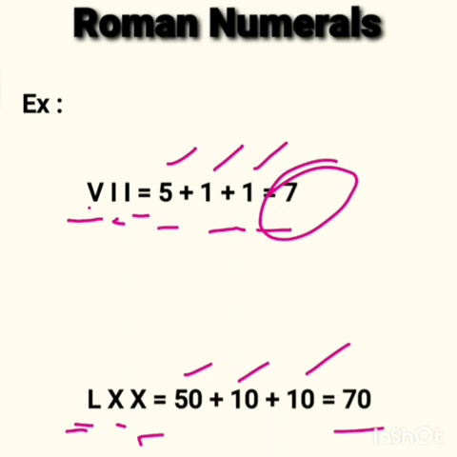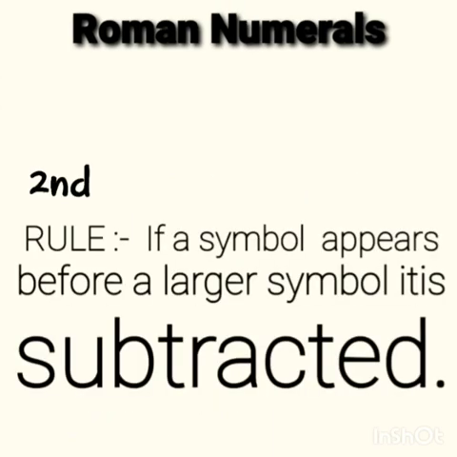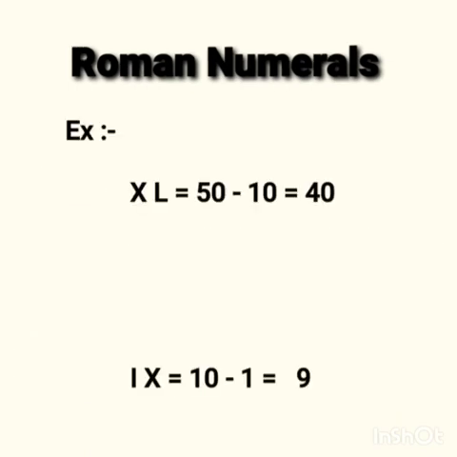70. Got it? Our second rule is, if a symbol appears before a larger symbol, it is subtracted. Got it? What they are saying? If a number is written, the previous number is smaller than the next number, then what we have to do? We have to subtract that number. Got it? The meaning of X is 10, the meaning of L is 50. It means 50 minus 10 is equal to 40.